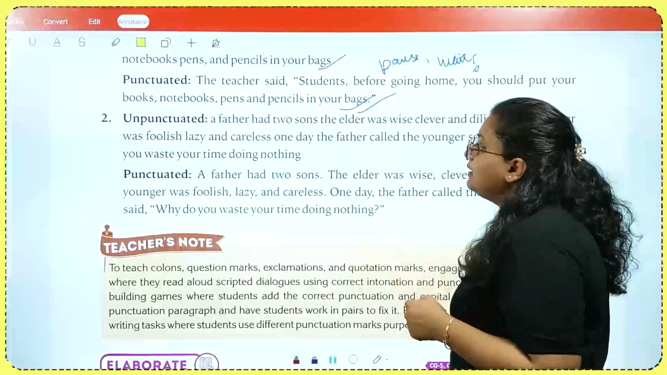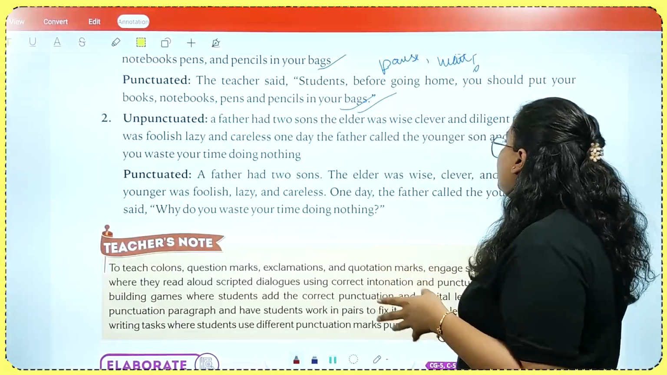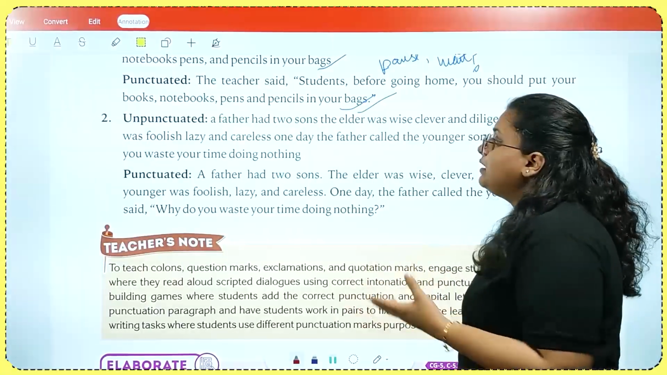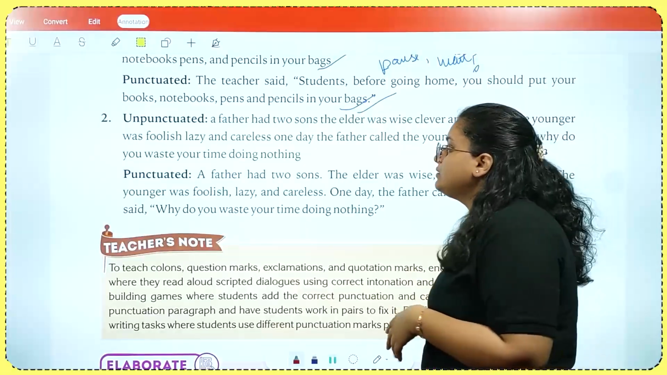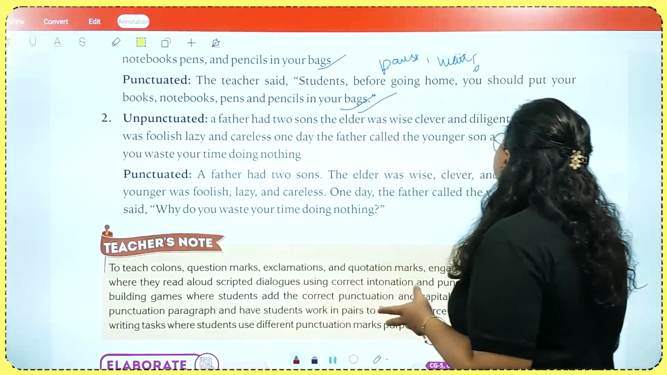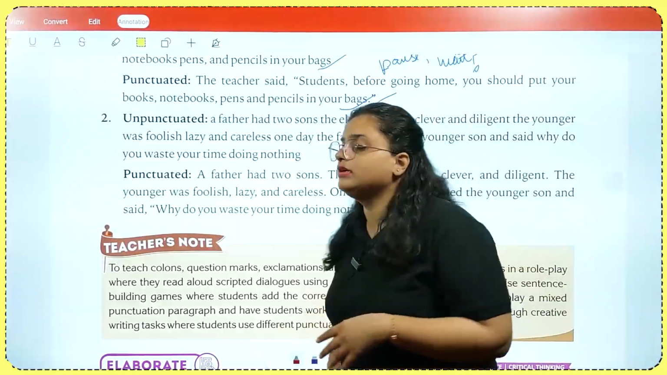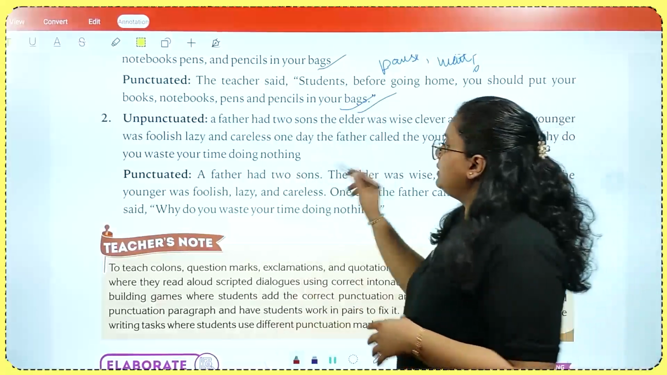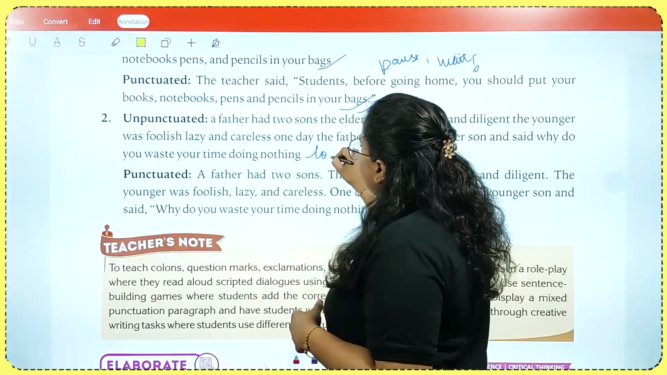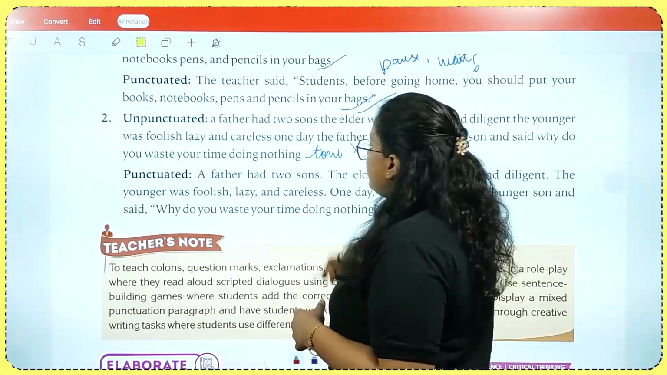Unpunctuated form. A father had two sons. The elder was wise clever and diligent. The younger was foolish lazy and careless. One day the father called the younger son and said why do you waste your time doing nothing? So I read the whole thing in the same tone, okay. My tone did not change.